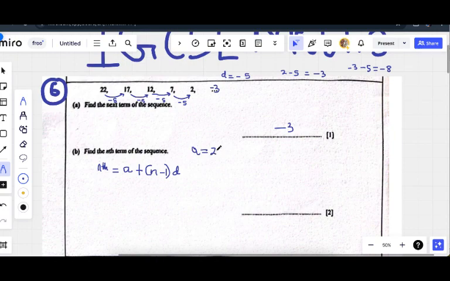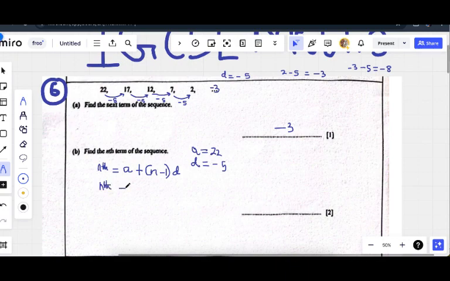A is 22. Our common difference for the sequence is negative 5. Once you know A and D, then you find the N term. For this sequence, our D is negative 5. So once you know A and D, you substitute. You don't need to know N. In fact, that's why they ask you to find the N term. Okay, so the next step is to substitute into this formula.